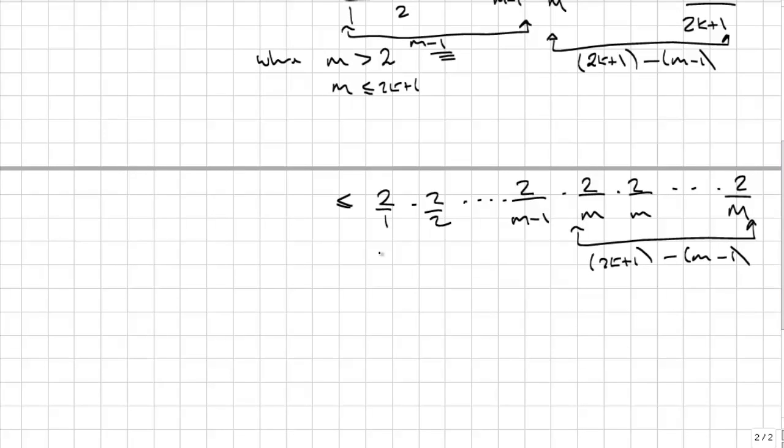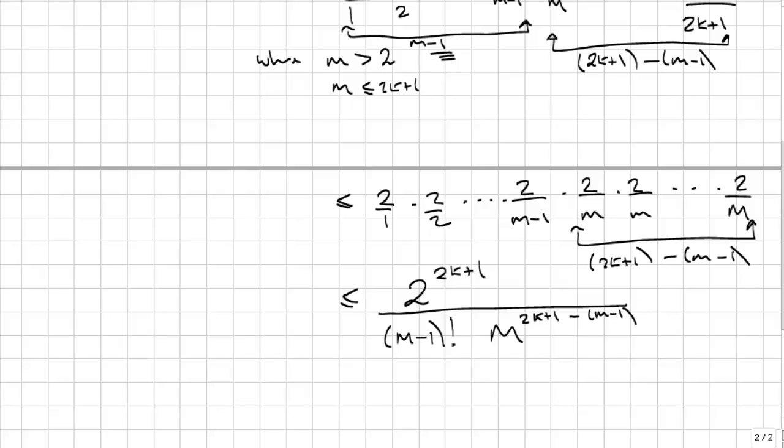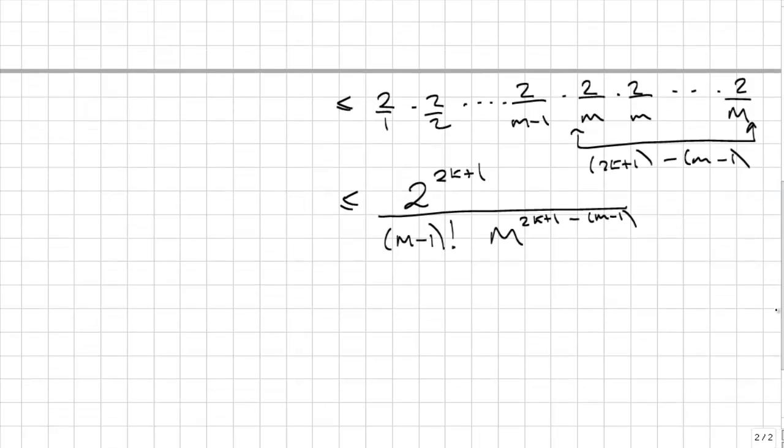Well, the next thing we're going to do is say that the original is less than or equal to, I've still got 2 to the power of k plus 1, divided by, for this part, (m minus 1) factorial, and then for this part it's going to be m to the power of 2k plus 1 minus (m minus 1). It's looking a little bit complicated, but hopefully you're going to see what we're going to do with this.